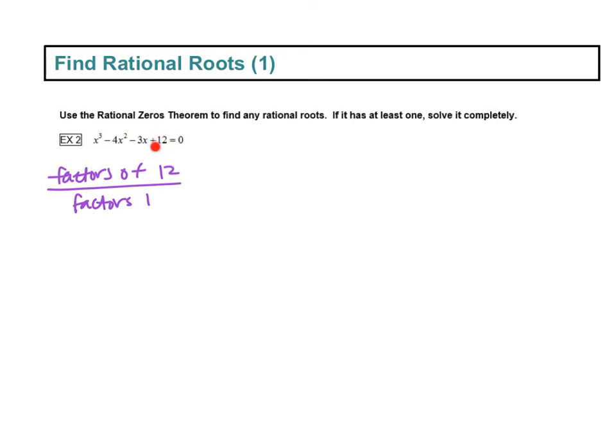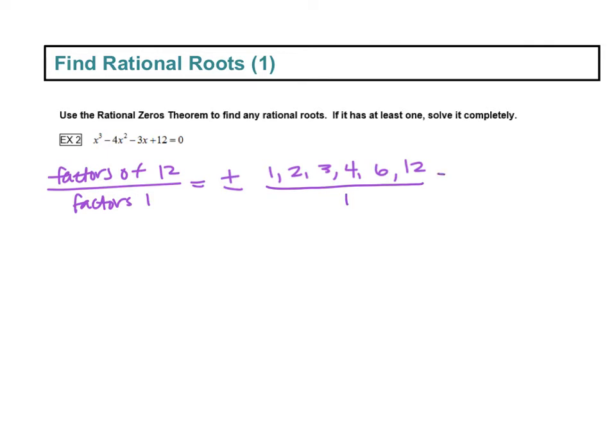So here's what I'm looking at, that last term of 12, and in front of the x cubed is a 1. So let's list our factors of 12. It is positive or negative of all the factors we come up with. Factors of 12, let's see, 1, 2, 3, 4, 6, and 12. And let's just make sure these should be factor pairs. 1 times 12, 2 times 6, 3 times 4. All over our factors of 1, just a 1.